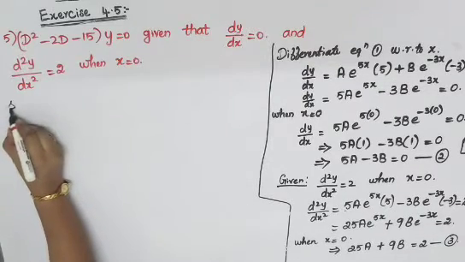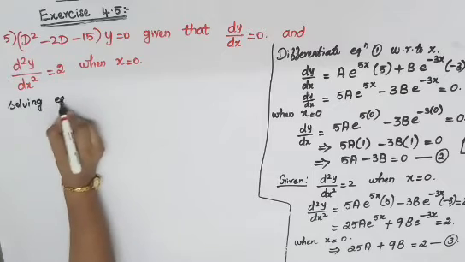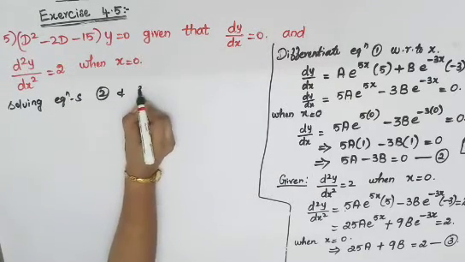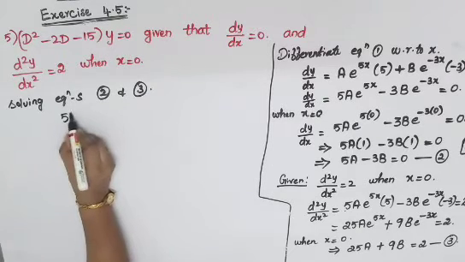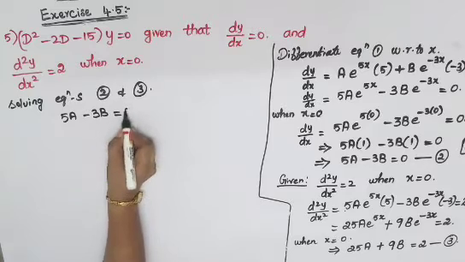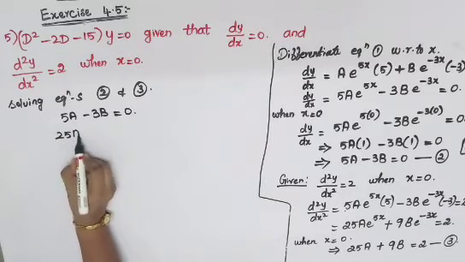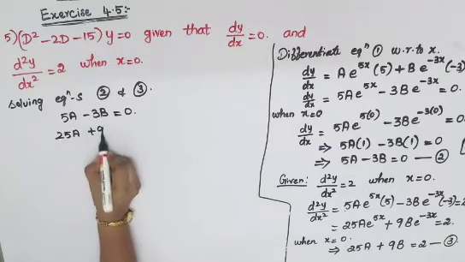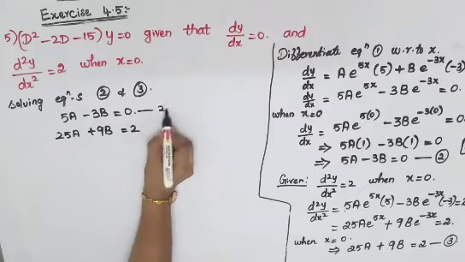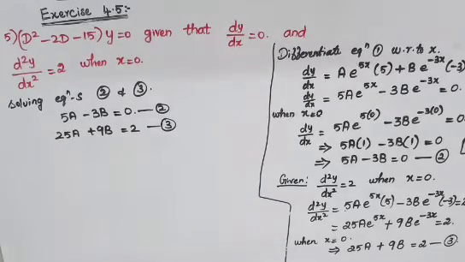So solving equations 2 and 3, 5a minus 3b is equal to 0, that is your second equation. 25a plus 9b is equal to 2. This is your second and this is your third equation. So solving these two equations, you will get your value of a and b.